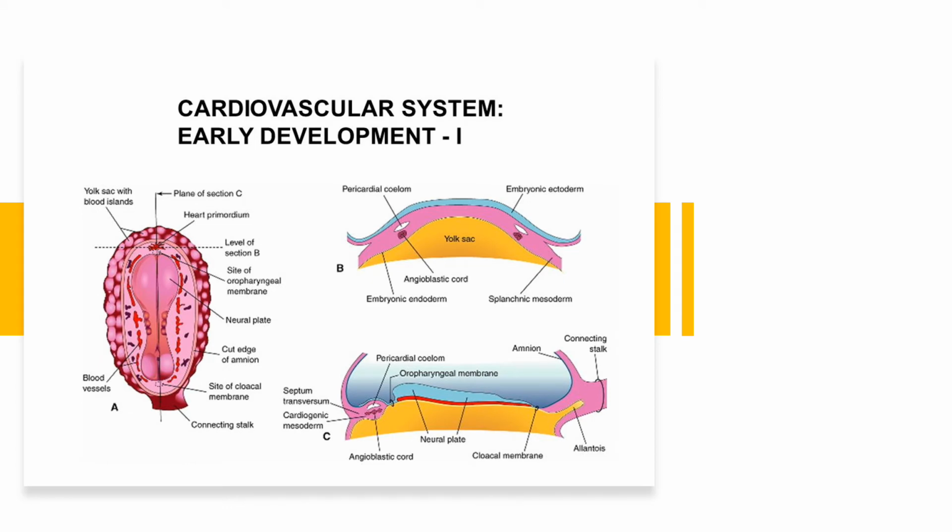As we see in this picture, we have A, B, C. A shows the blood vessels and blood islands, while B shows the pericardial cavity. And in C, there is the cardiogenic mesoderm and septum transversum. Later we will discuss it.